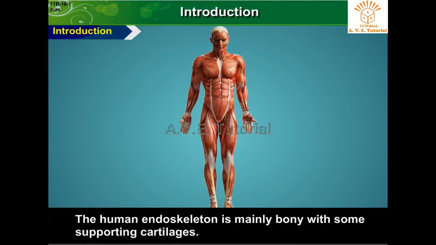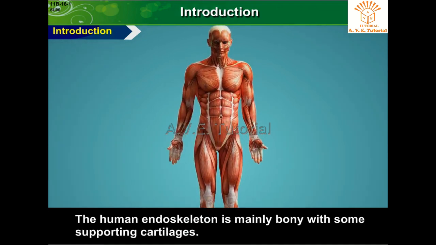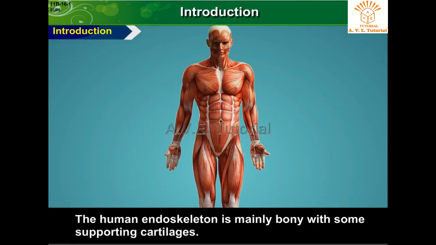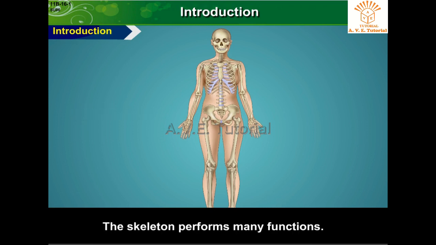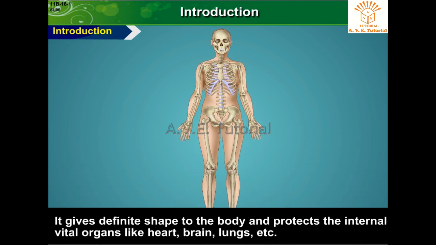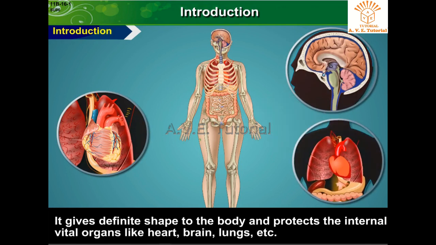Human endoskeleton is mainly bony with some supporting cartilages. The human endoskeleton consists of 206 bones in an adult. The skeleton performs many functions. It gives definite shape to the body and protects the internal vital organs like heart, brain, lungs, etc.